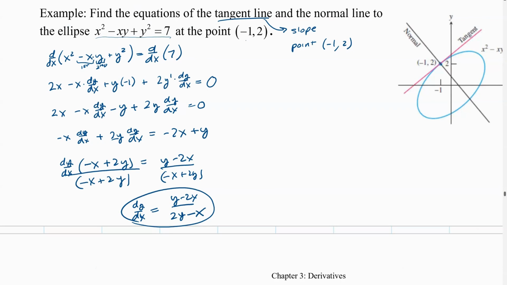But remember, we're only doing this in service of trying to find the tangent line. Well, what's the slope then? The slope will be the value of this dy dx when we're at the point -1, 2. So every place I see an x, I'll put a -1, and every place I see a y, I'll put a 2. So 2 minus 2 times -1 over 2 times 2 minus a -1. See if I can clean that up a little bit. That looks like 2 plus 2 over 4 plus 1. That looks like 4/5.